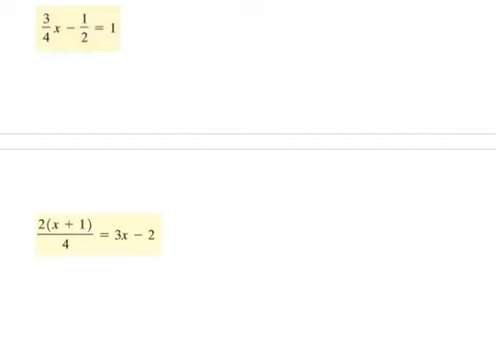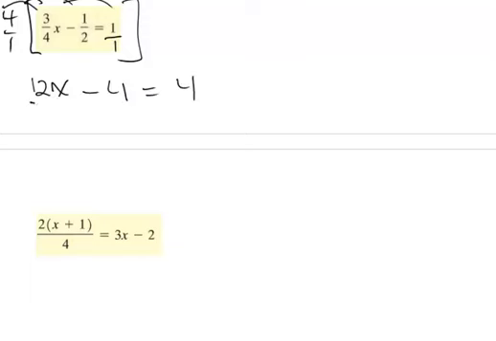Okay, so for my next problem, again, the first thing I'm going to do, I'm going to think of this 1 as 1 over 1. And between 4, 2, and 1, my common denominator is going to be the number 4. So I'm going to multiply everything here by 4 over 1. That's going to give me a 12 with an x minus 4 equals 4.